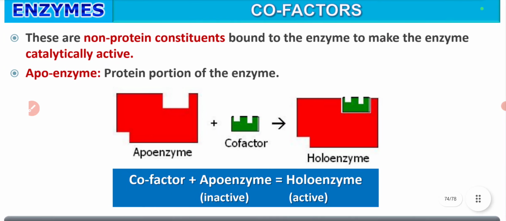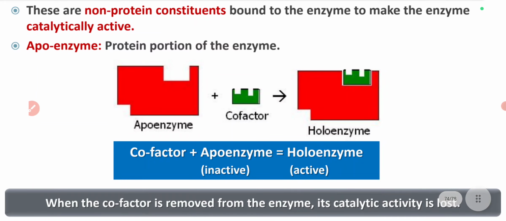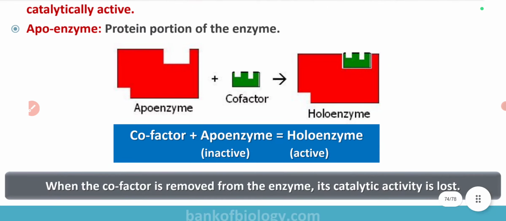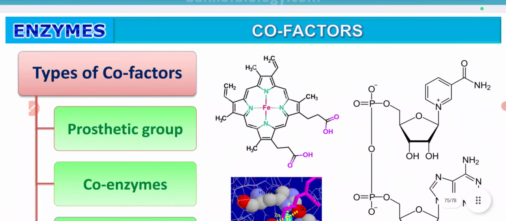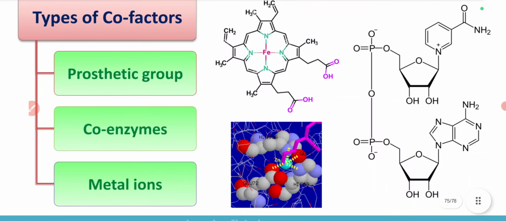These are non-protein constituents bound to the enzyme to make the enzyme catalytically active. Apoenzyme is the protein portion of the enzyme, and with a cofactor it becomes a holoenzyme. Apoenzyme is an inactive protein but holoenzyme is the active one. When the cofactor is removed from the enzyme, its catalytic activity is lost and it becomes inactive. Types of cofactor: prosthetic group, coenzymes, metal ions.